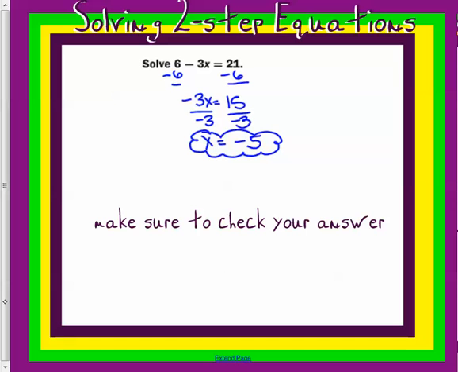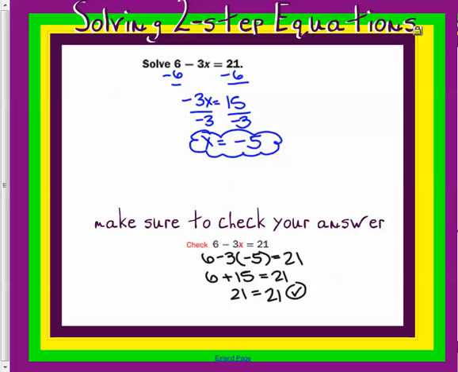To check my work, I'm going to plug it back in. So in for x goes the negative 5, and I have 6 minus 3 times a negative 5, and that actually is a positive 15 when you simplify. So 3 times 5 is 15, and a negative times a negative is a positive, so I get 21 equals 21.